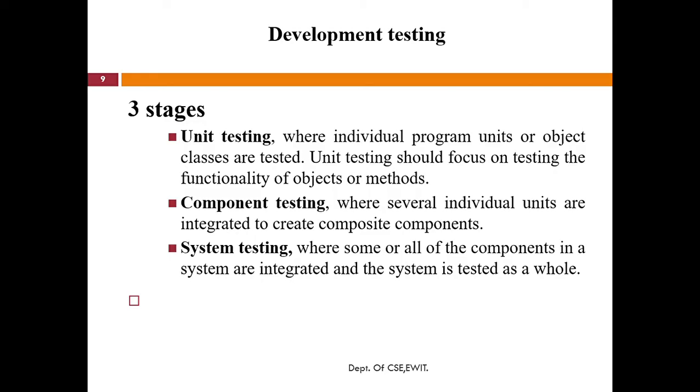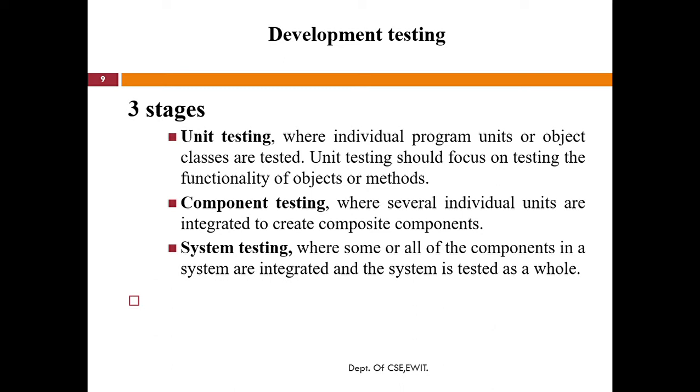So in unit testing, individual program units or the object classes are tested. Mainly it focuses on testing the functionalities of the objects or the methods. So each and every unit is going to be tested, and that kind of testing is called unit testing. And the second one is component testing.